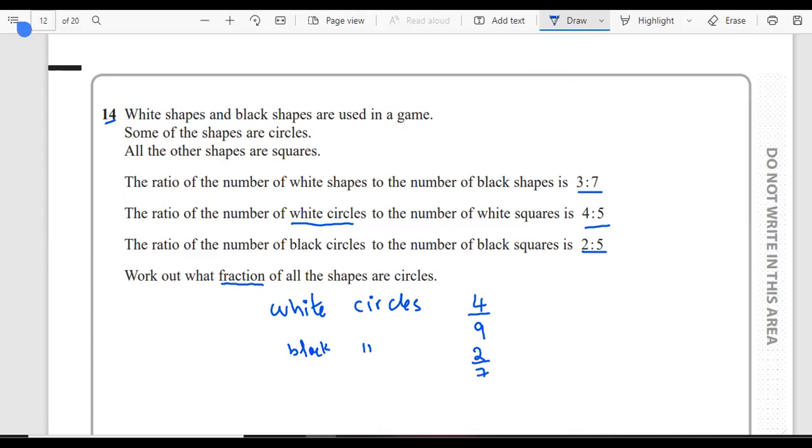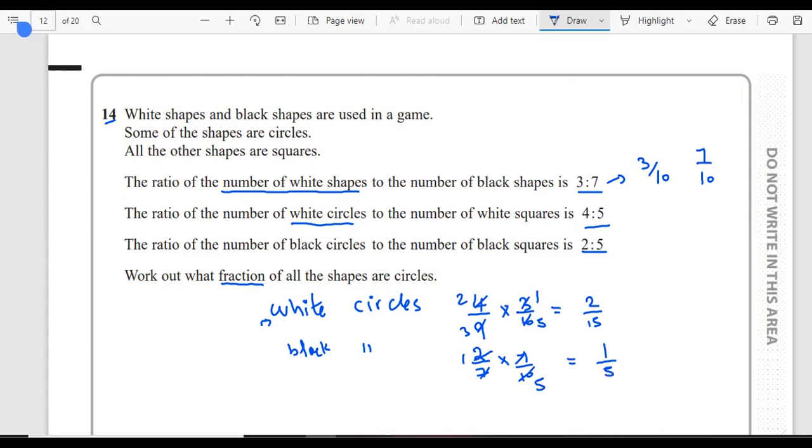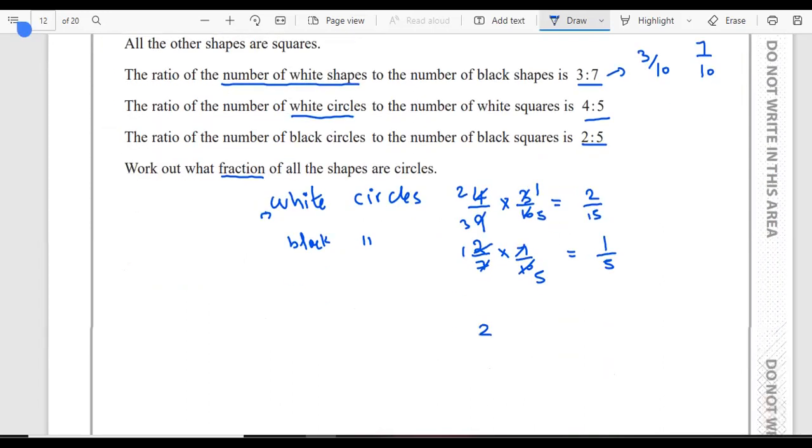Okay, we are not done yet. We know that this is the fraction of white circles, so we need to multiply this with the fraction of white shapes we have, and that would be 3 by 10. So I need to multiply this with 3 by 10. This would give me 4 into 3, 12. I'll cancel this, and that is going to give me 2 by 15. And for black, 2 by 7 times 7 by 10 gives 1 by 5. This is 1 by 5. And now I need to add these two, 2 by 15 and 1 by 5. So what do we get? 5 over 15 is 1 by 3, and this is going to be the answer.